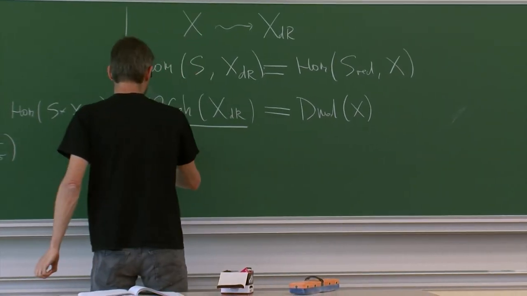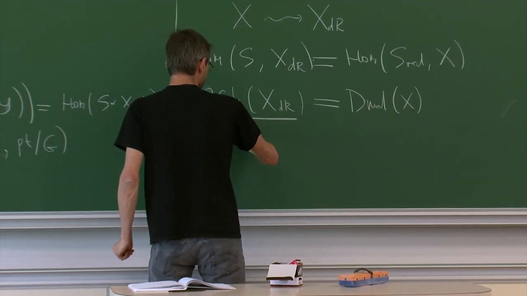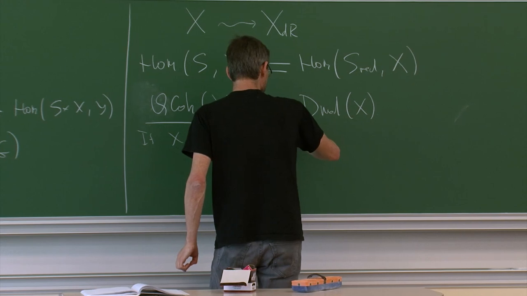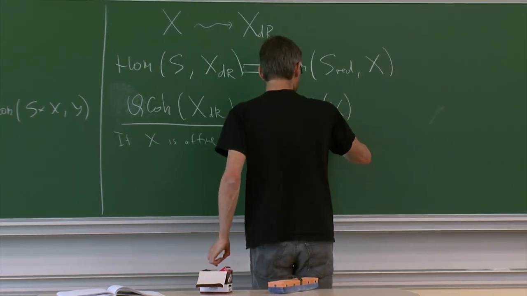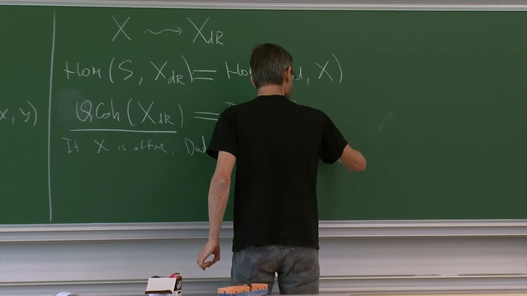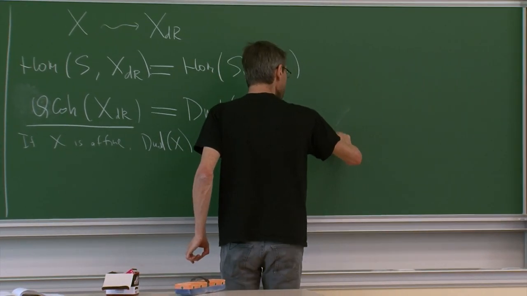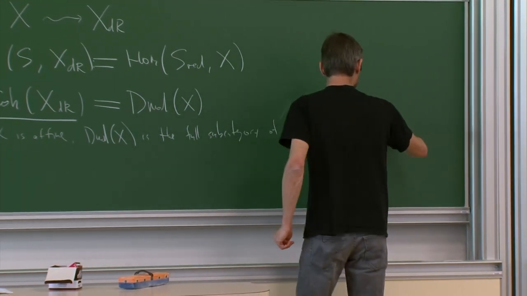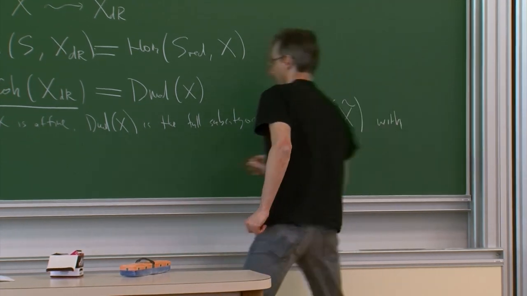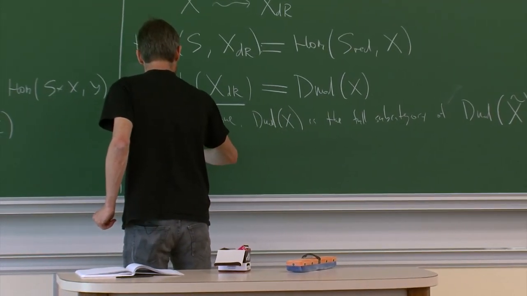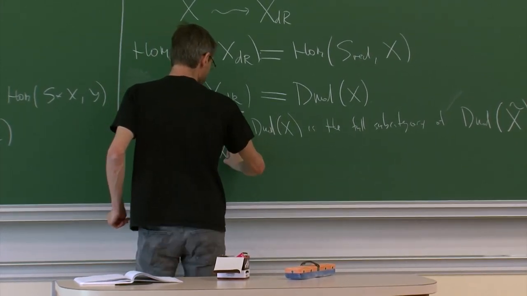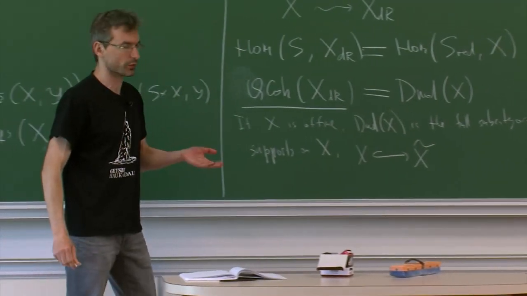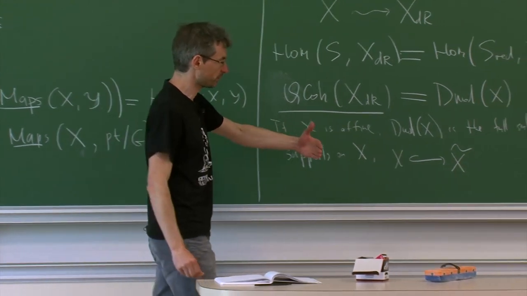if X is affine, then D-mod(X) is the full subcategory of D-mod of some X tilde with supports on X. Is D-mod of X tilde a derived category? Yeah, I'll say that in a moment. Here X is closed embedded in X tilde and X tilde is smooth. So that's how you define it via Kashiwara's theorem.